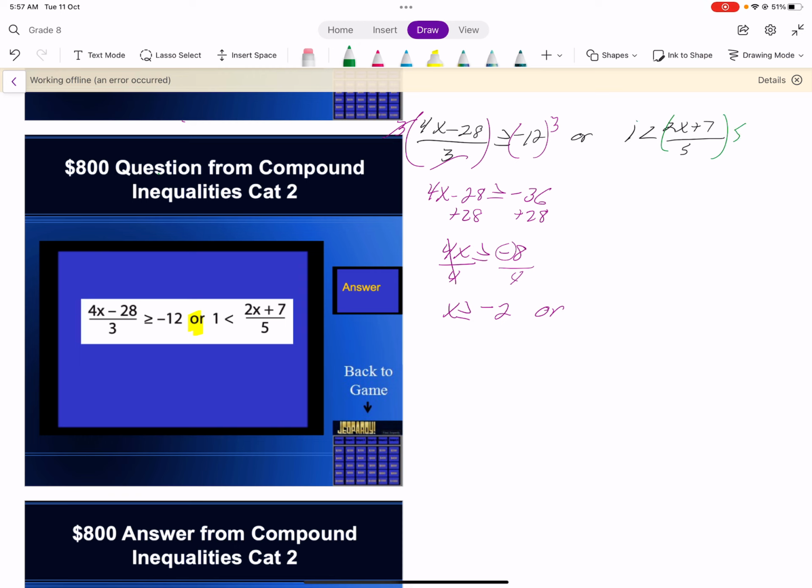So once again, I'm going to multiply each side by 5. So 5 is less than 2x plus 7. Minus 7, so -2 is less than 2x. Divide by 2. -1 is less than x. So I'm now going to write this with my variable on the left-hand side. And you see it's opening to my variable, so it still needs to open to my variable here. So x is greater than -1.